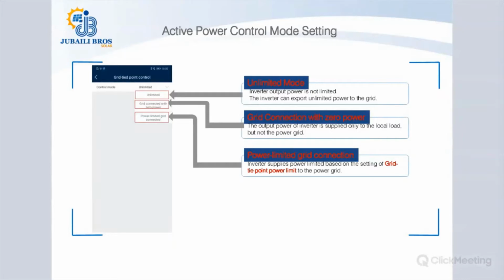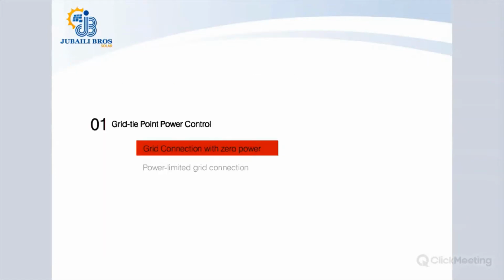The third option is power limited grid connection. The grid connection point can have a limited output power exported back, and that's by setting the parameters from the FusionSolar app. In the next slides, we will see how these settings are being controlled.